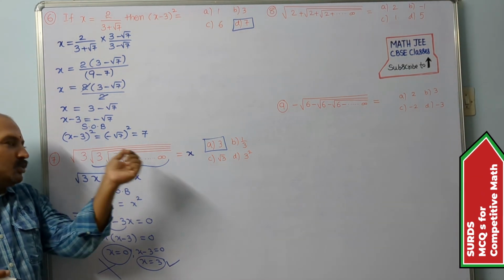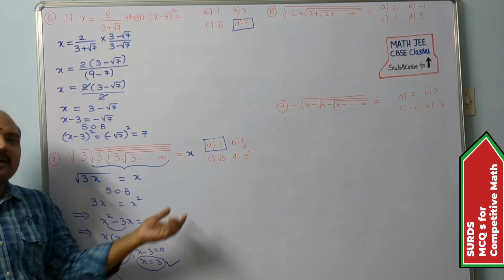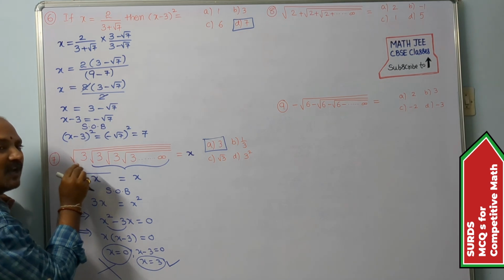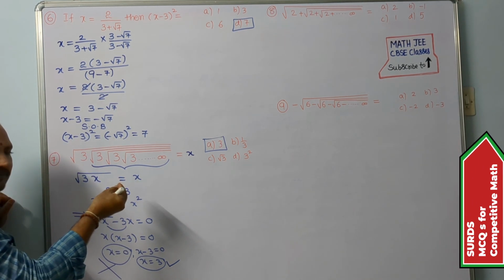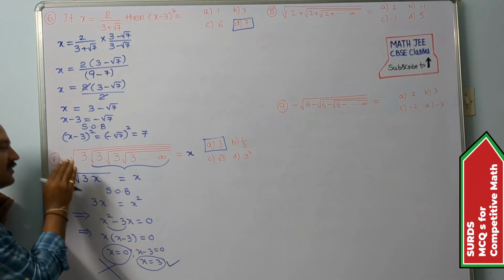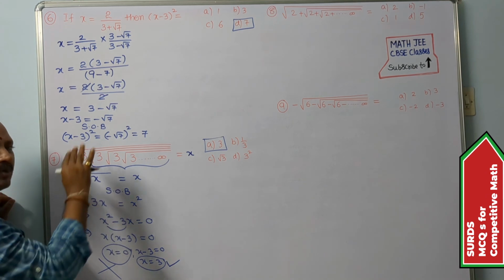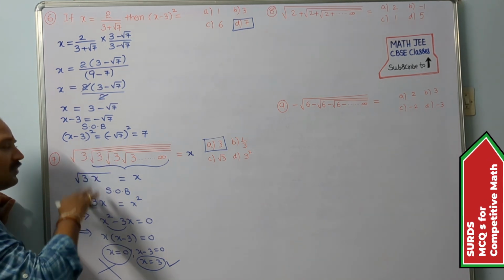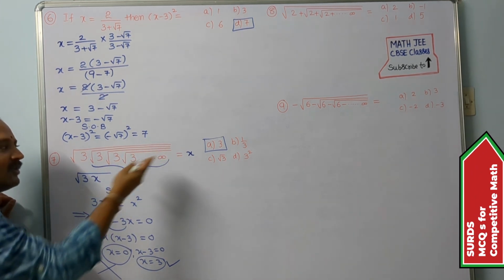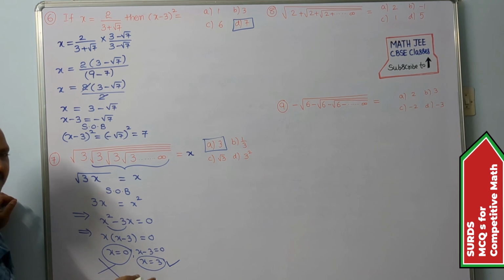So root 3 into root 3 into root 3 and so on infinity times. In place of 3, if 5 is there, your answer is 5. Root of 3 into root of 3 into root of 6 into root of 6 into root of 6 and so on, 6 only is there. If you do it this way, you will get the same answer.